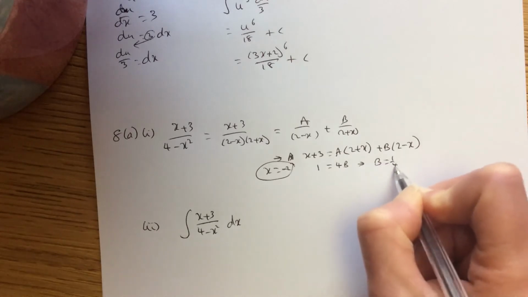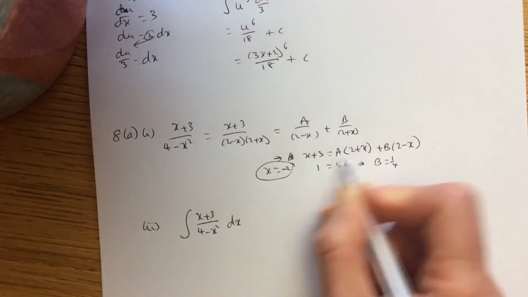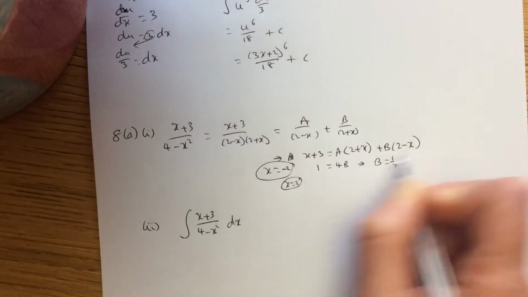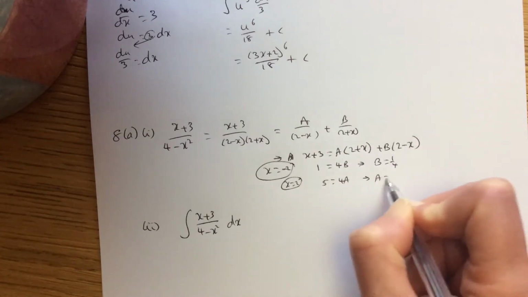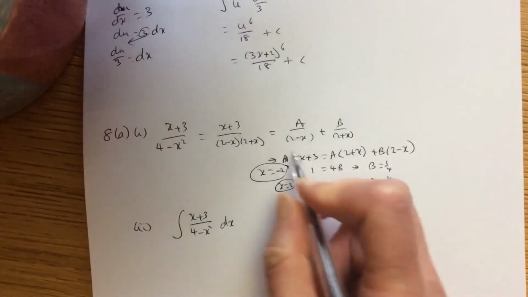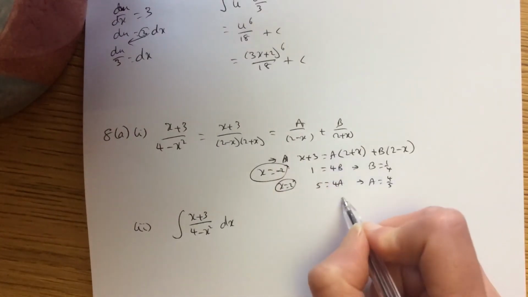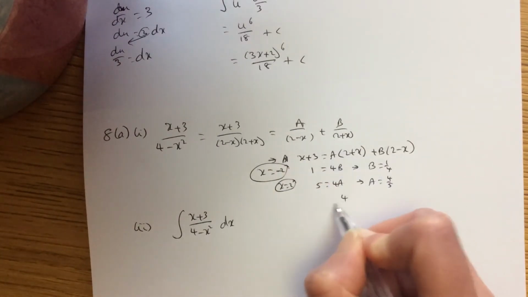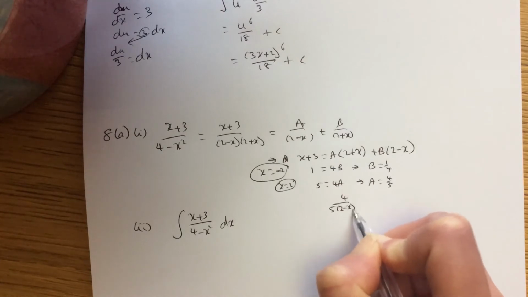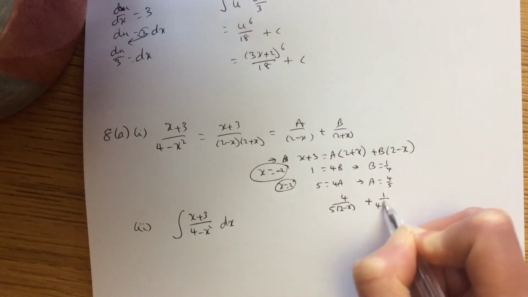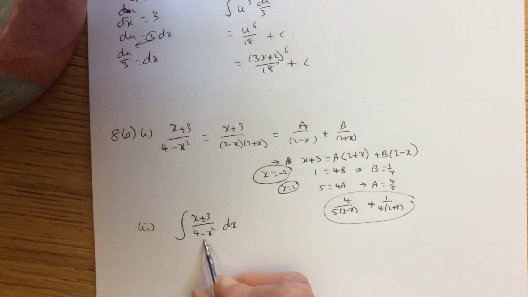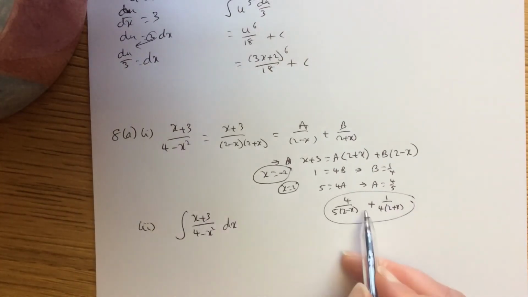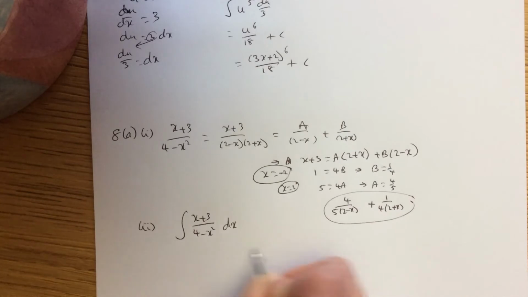So b is a quarter. And then choosing x to be 2, to get rid of the far bracket here. So you have 5 equals 4a, so a equals 4 over 5. So your expression up here can be written as a, 4/5 over 2 minus x, plus b, 1/4 over 2 add x. Part 2, exactly the same expression, so just pop in this answer here.